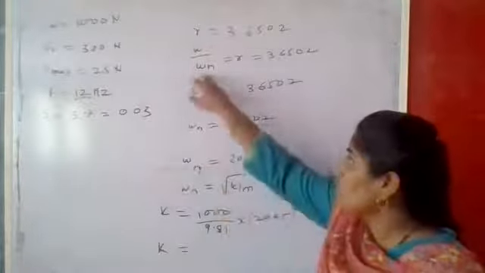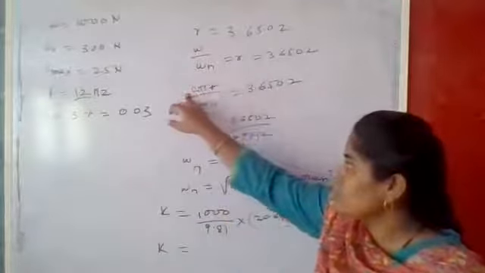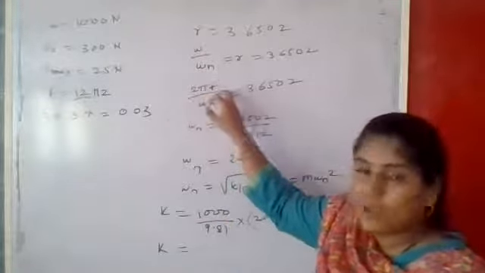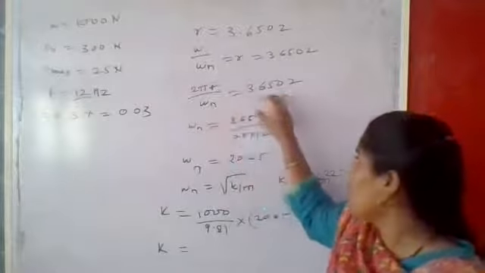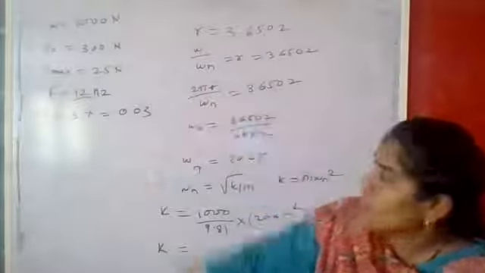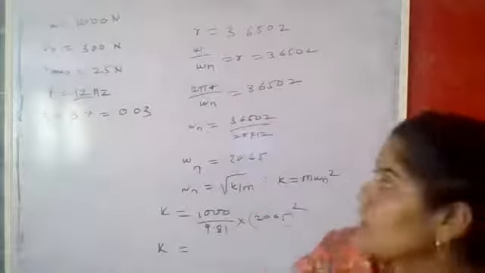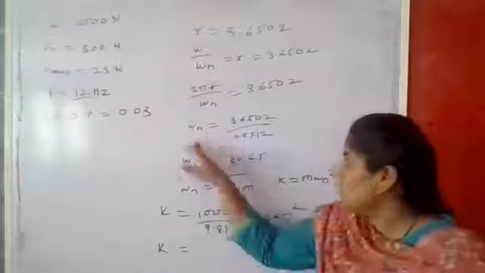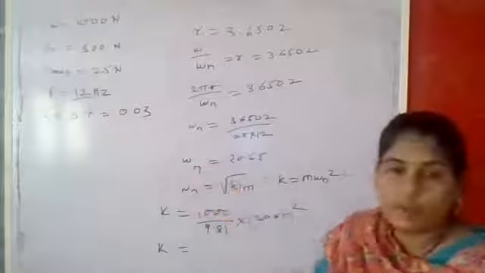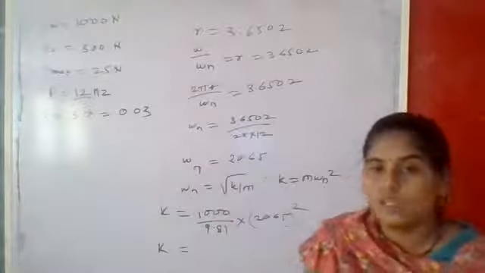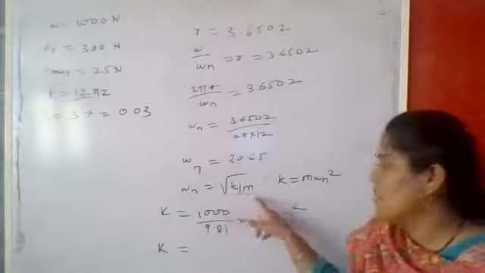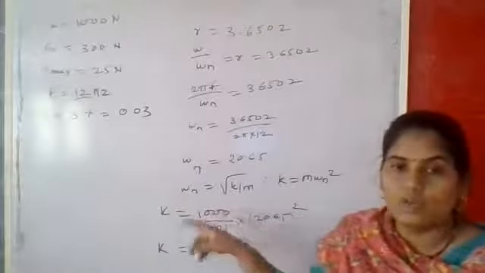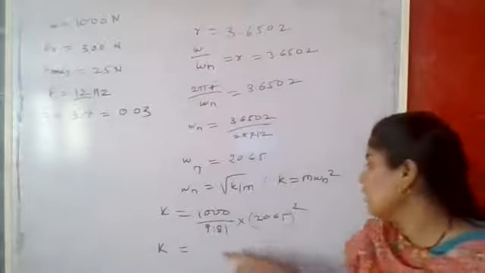Where omega is the forced frequency, which we can calculate as twice pi f, where f is already given as 12 hertz, the forced frequency. Based on this, we get directly the value of omega n, and omega n is equal to root of k by m. By squaring both sides, we get directly the value of k.